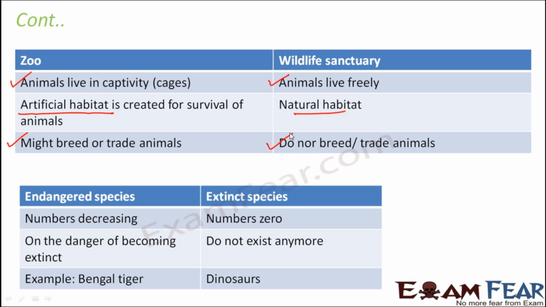Endangered species and extinct species. So endangered species are those species whose numbers are decreasing but they are still there. But extinct species, their numbers have decreased to 0, so they do not exist anymore. So an example of extinct species is dinosaurs, and endangered species may be the Bengal tiger, which still exists but they are very less in number, so they might become extinct any day.